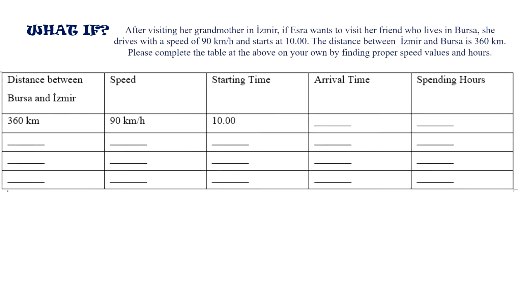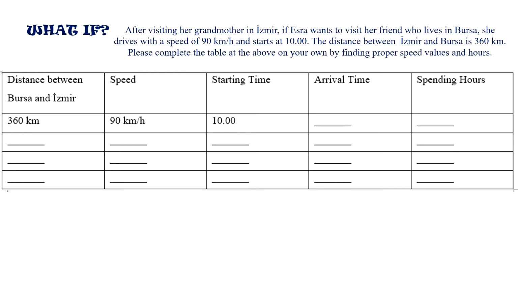After visiting her grandmother in Izmir, if Esra wants to visit her friend who lives in Bursa, she drives at a speed of 90 km per hour and starts at 10 o'clock. The distance between Izmir and Bursa is 360 kilometers. Please complete the table above on your own by finding proper speed values and hours. Now, please stop the video and try to find your own answers. You are free to choose the starting and arrival times. After completing your own table, come and examine the table that I will complete.